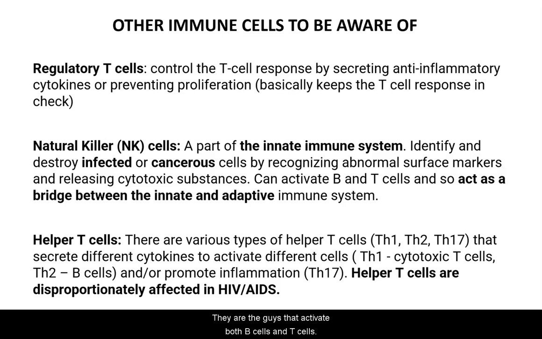They're the guys that activate both B cells and T cells. So they're vitally important in the immune response. And you need to know that helper T cells are the targets of HIV and AIDS. They are disproportionately affected. So helper T cell counts are going to drop dramatically in patients with AIDS. And this is the reason why we see immunodeficiency in them. The T cells are crucial for both the function of B cells and of cytotoxic T cells.